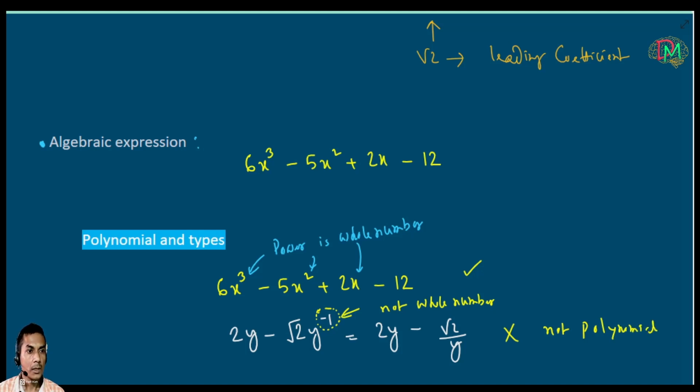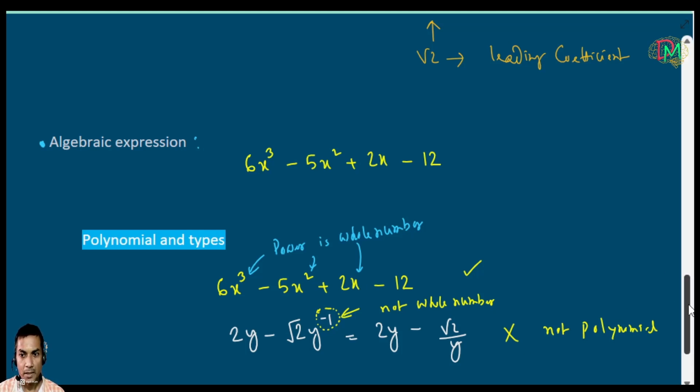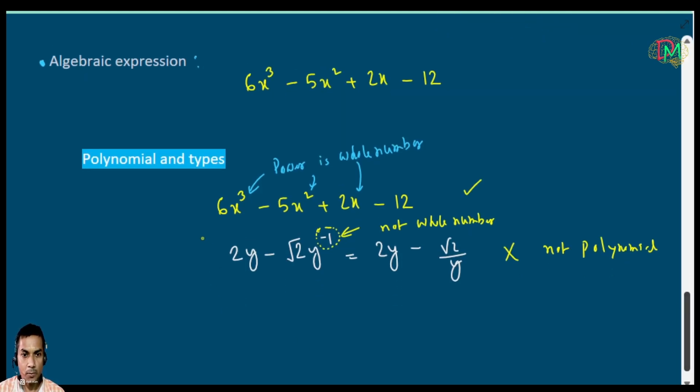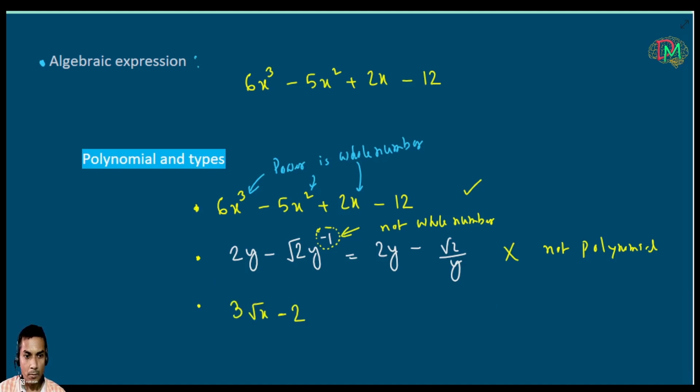Clear? You can't say this is a polynomial. I can give you one more example. Just a minute. Another example is 3 root x minus 2. Is it a polynomial? No, it is not a polynomial.